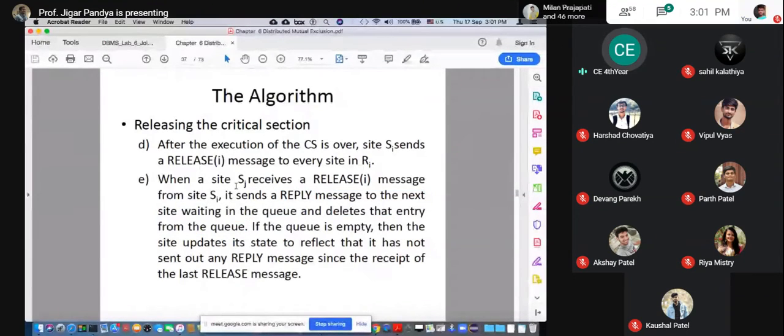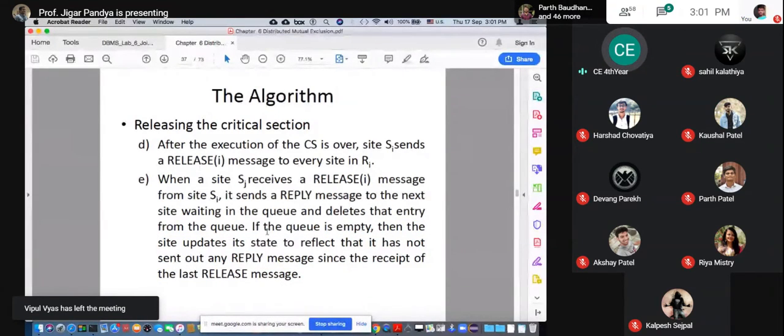Okay. So when a site Sj receives a release message from site Si, it sends a reply message to the next site waiting in the queue and deletes that entry from the queue. If the queue is empty, then the site updates its state to reflect that it has not sent out any reply message since the receipt of the last release message. And this is actually the next step.